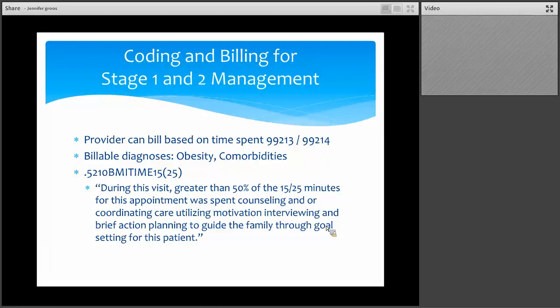This is what the handouts look like. They'll be up on the website here in another month or so. They have a handout for the patients as well as a guide for you to kind of work through that visit in your office. And then how do we code and bill for this type of a visit?